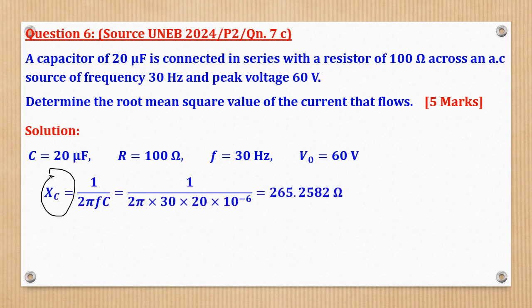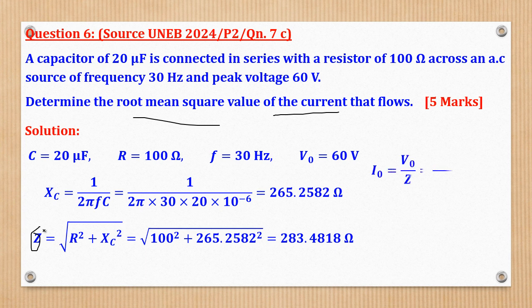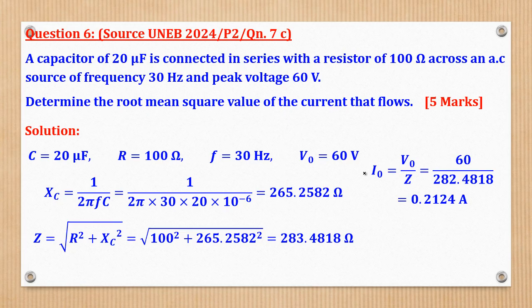So the capacitive reactance is 1 over 2 pi FC, which gives this. Then impedance is equal to the square root of R squared plus XC squared, which gives this. Remember, they want the RMS value of current. So when I have this, I can still get the peak current from V0 over Z, which is that. Then after getting the peak current, I remember the relationship between peak value and RMS value. Substitute and get the answer they want.